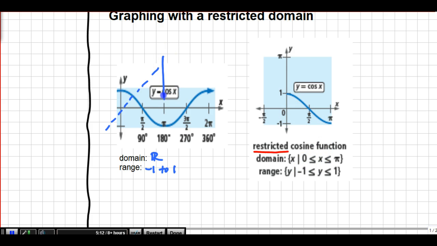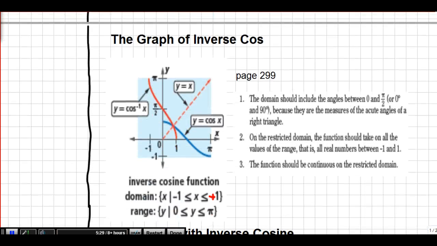So we basically cut off the graph here and here, and we imagine that the rest of those pieces do not exist. Now we're going to take that and do the inverse of just this portion of the graph. Remember that when you do an inverse, the domain and the range switch as well. So here's what the inverse graph is going to look like.